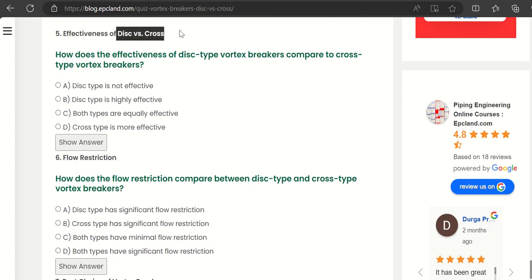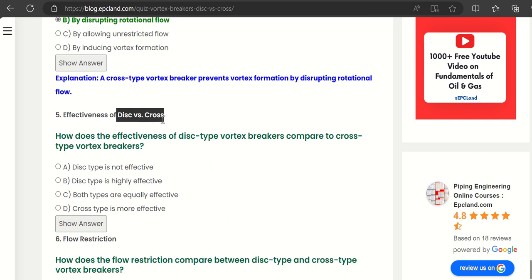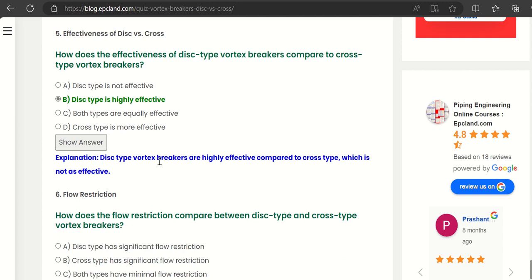The next question is the effectiveness of disc versus cross. How does the effectiveness of disc vortex breakers compare to the cross type vortex breaker? Which one is more effective? Disc type is not effective, disc type is highly effective, both types are equally effective, or cross type is more effective. We know vortex is prevented by the disc type in a more effective way. So let us see whether this one is correct or not. Yes, disc type vortex breakers are highly effective compared to cross type, which is not as effective.